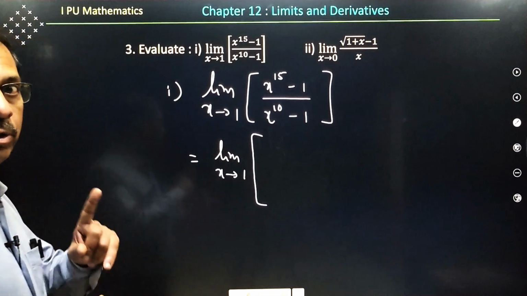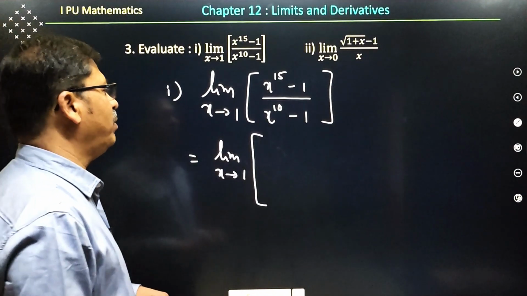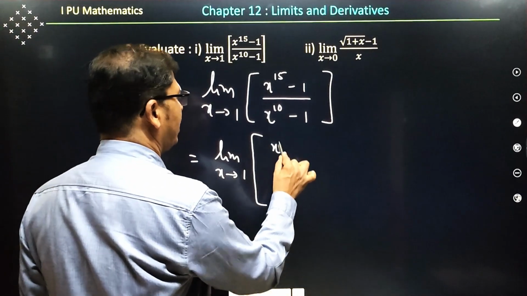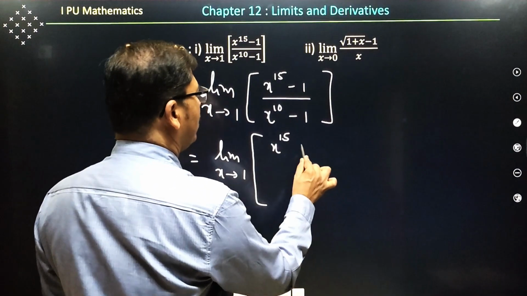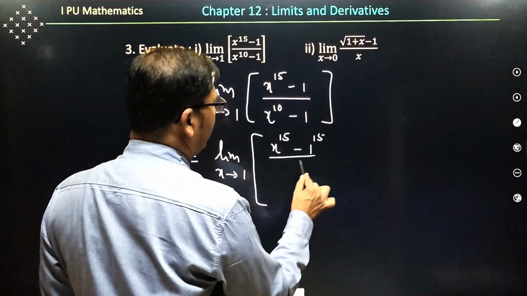See, standard limit, first one I would like to use. X raised to n minus a raised to n divided by x minus a. That form I would like to use here. It is somewhat tricky, please concentrate here. X raised to 15 minus 1 raised to 15 you can write. X raised to n minus a raised to n, divided by x minus a I want.